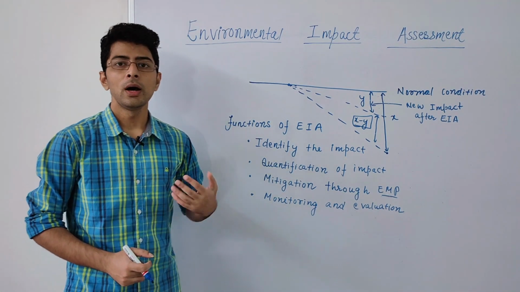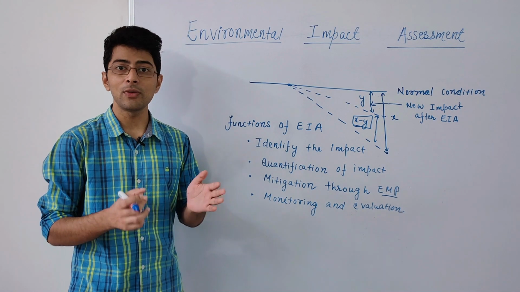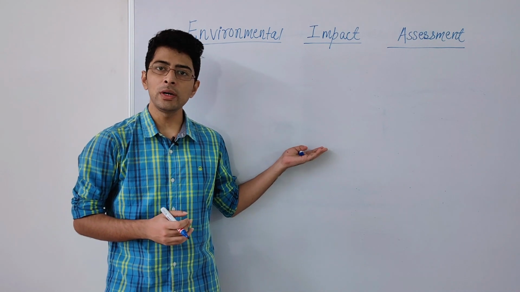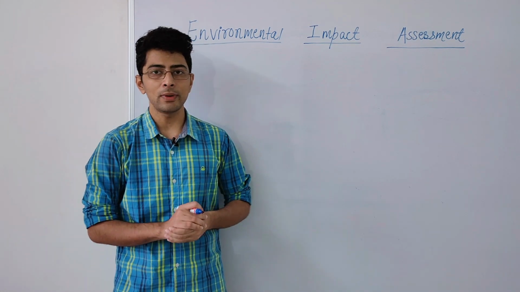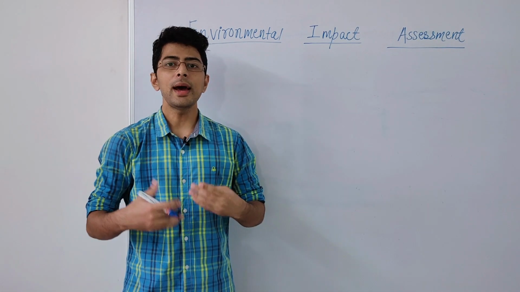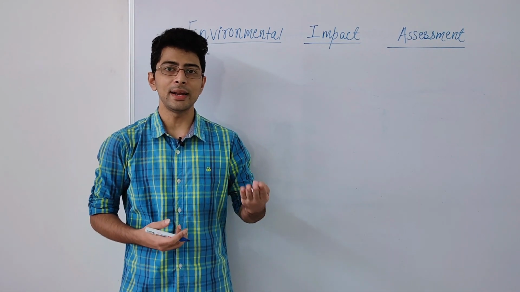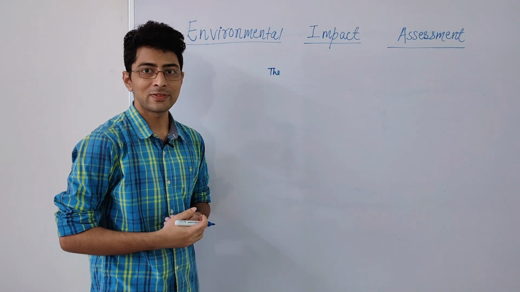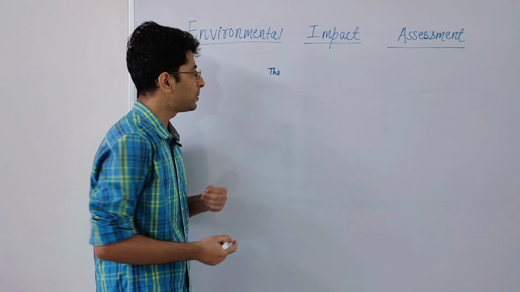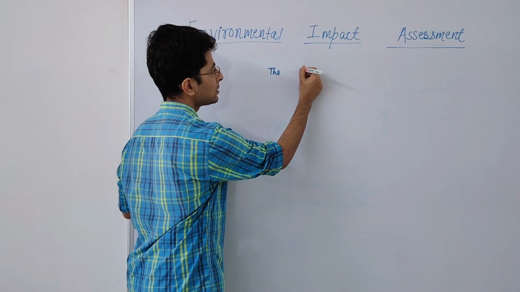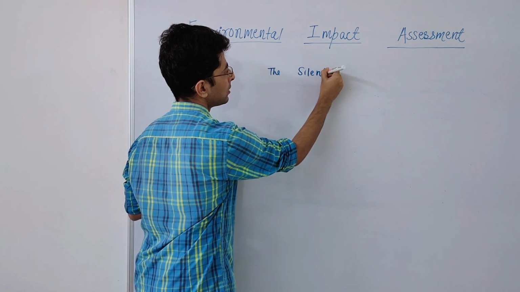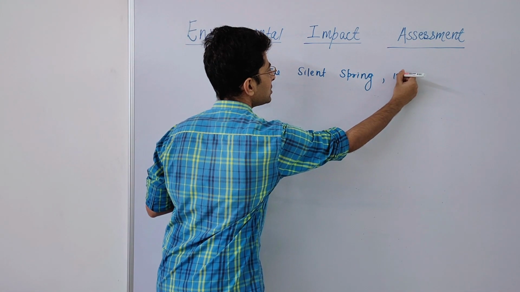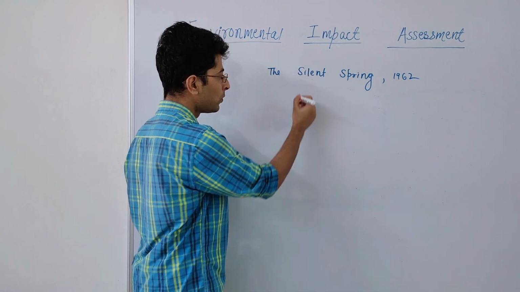Now, let us look into how EIA came into existence and what is its history in India. If you look into the history of EIA, it has evolved from USA, that is United States of America. But before this, in 1962 came a book called The Silent Spring. So, this is a book that you can quote in your mains answer as well, for essay as well as GS papers. That came in the year 1962, and the author of this book was Rachel Carson.